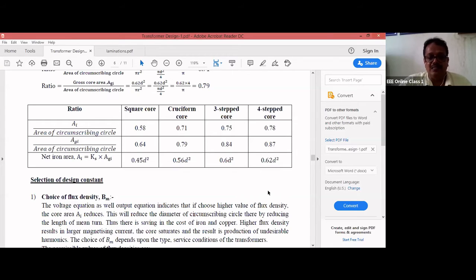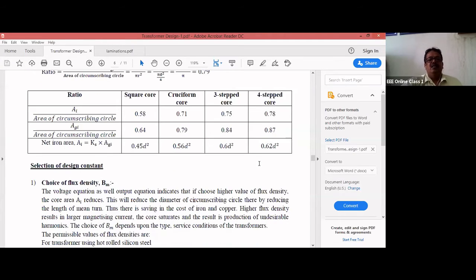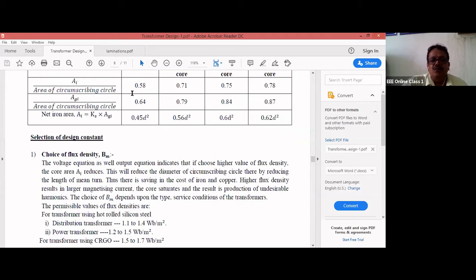They asked in the examination about these. The 3-step core and 4-step core they never asked. The analysis of the 3-step core and 4-step core is still difficult and lengthier. So if they ask for analysis, they may ask with respect to the square core or the cruciform core. Okay. These values we are going to use while solving.